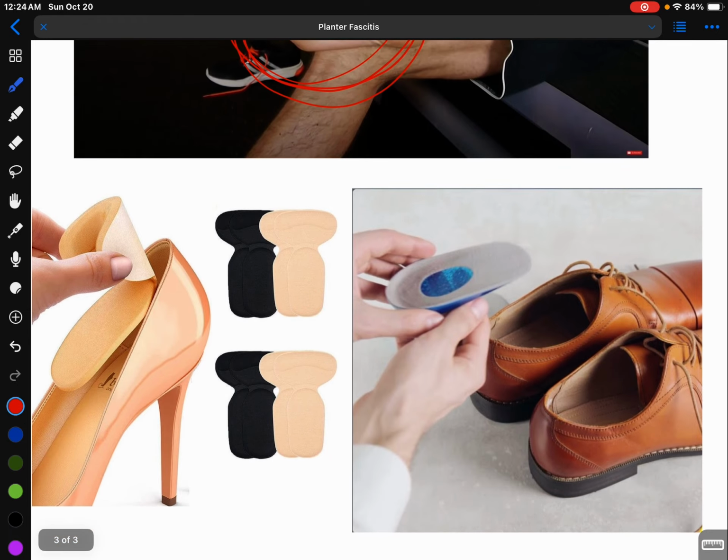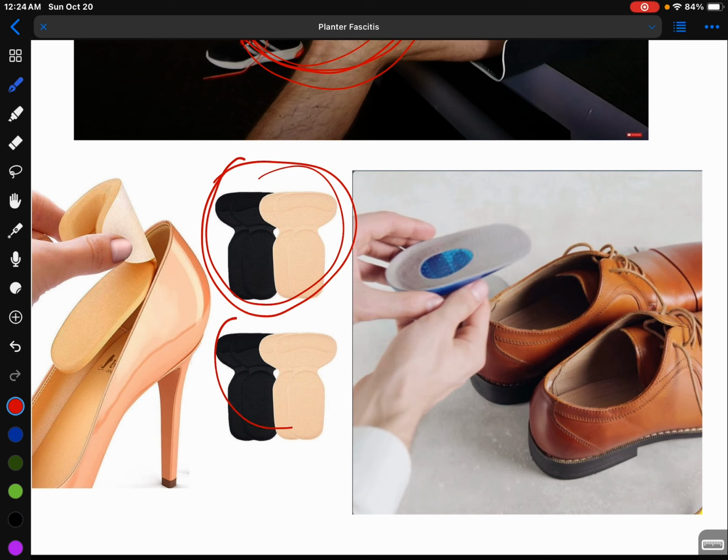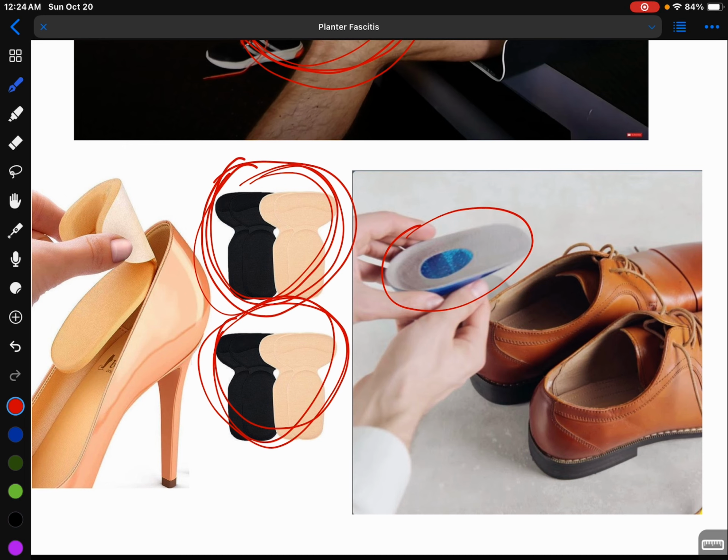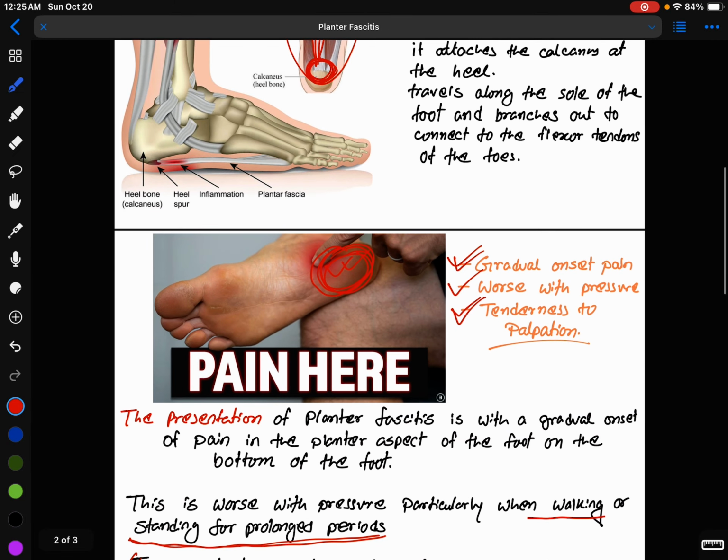Another option is a heel cushion. This type of product can be found in any pharmacy shop, and we can use it. It will reduce the pain of plantar fasciitis.